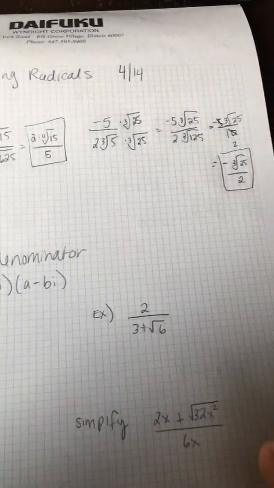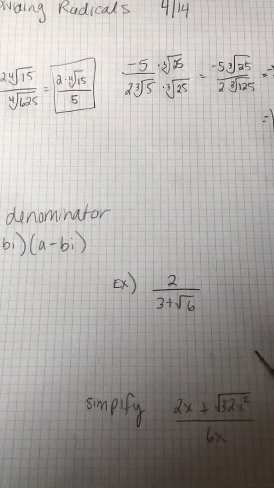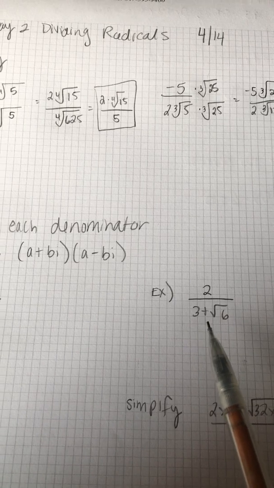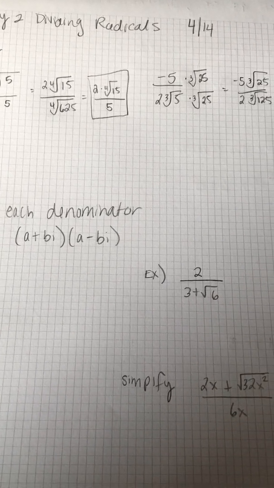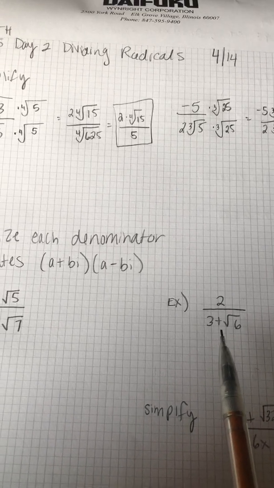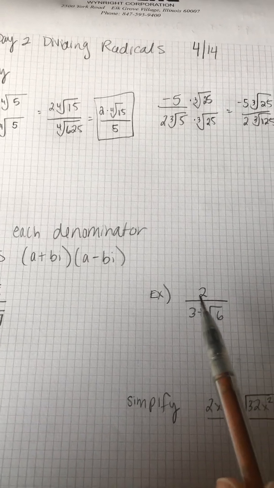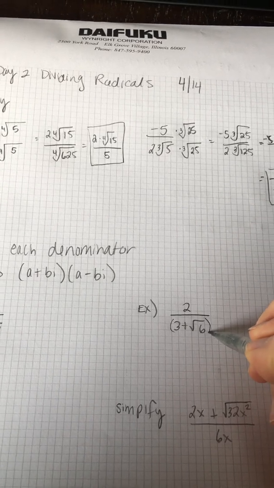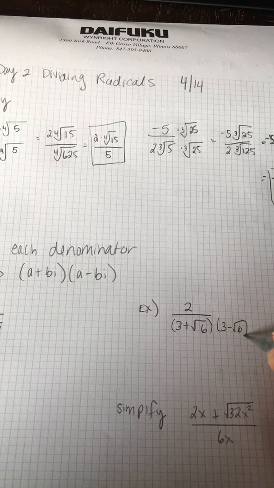So for this example, actually I'm going to go to this example first because it's a little less complex than that one, but it's the same thing. I have one root in the bottom, but it's being added with the 3. It's not being multiplied. So because of the addition, that's what makes this problem more challenging. That tells me, because of the addition being in the bottom, that I have to use a conjugate. If I multiply by the conjugate, it should get rid of the root in the bottom. So the conjugate of 3 plus root 6 is 3 minus root 6.